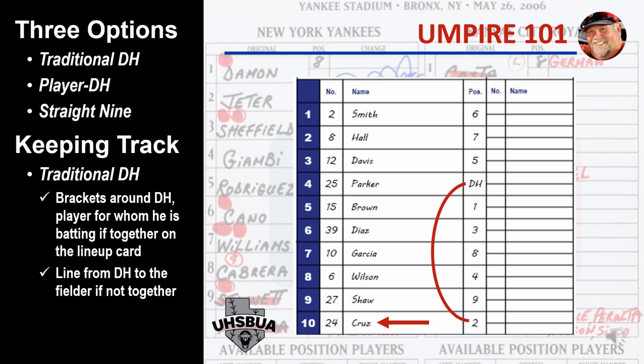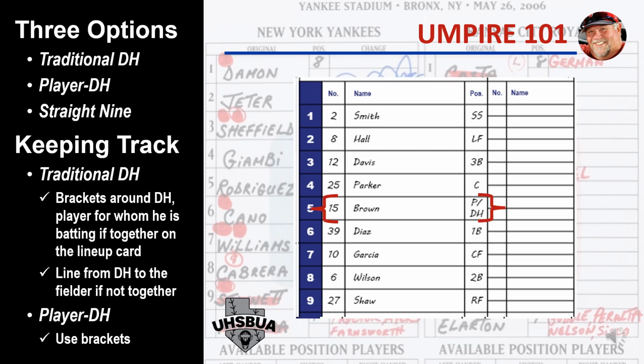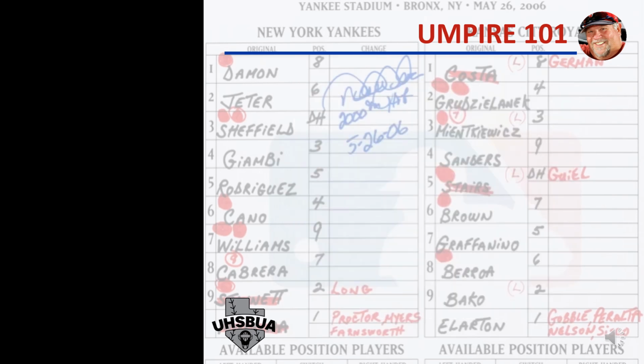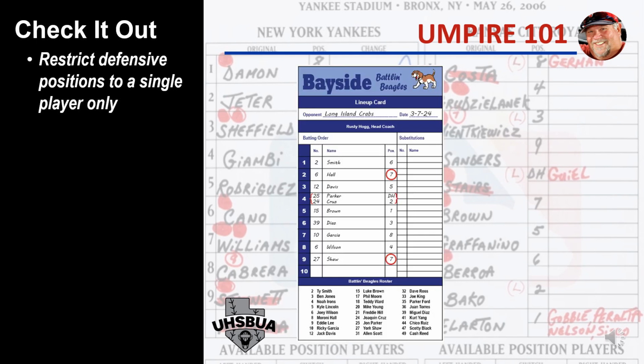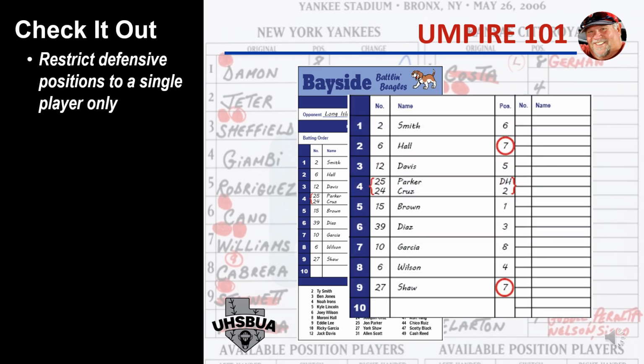Even when a team uses the player DH option, it is a good idea to enclose that player's name in brackets. Be sure that the lineup restricts each defensive position to only one player. The lineup card should not reflect that number 8, Hall, batting second, and number 27, Shaw, batting ninth, are both playing left field.